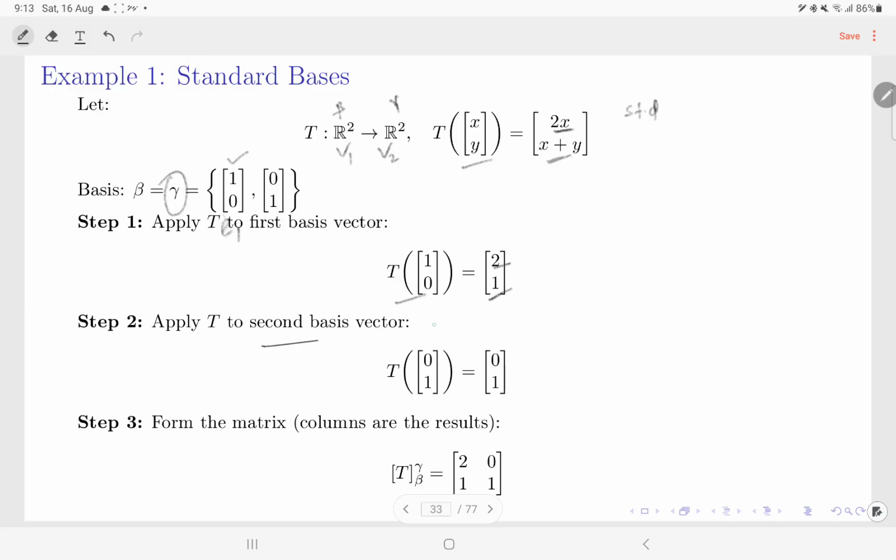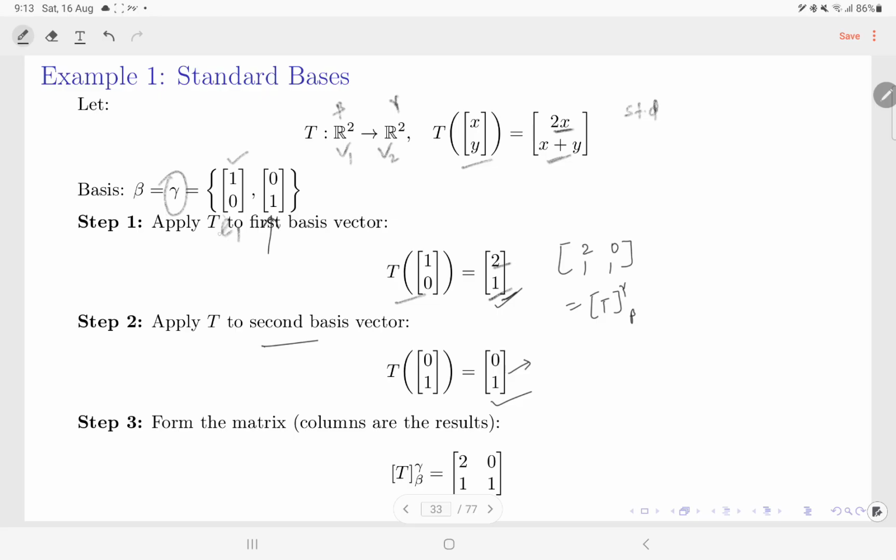So for the second vector, (0, 1), this will be your output. Now you have to write these as column vectors. So the first column corresponds to the first basis vector, that means (2, 1), and the second column will be the vector from the second transformation, that means (0, 1). So this is your transformation T with respect to basis beta, corresponding to gamma.